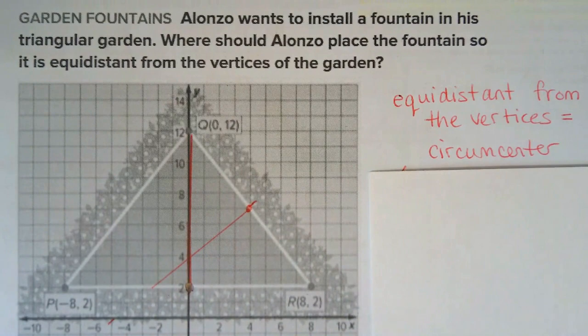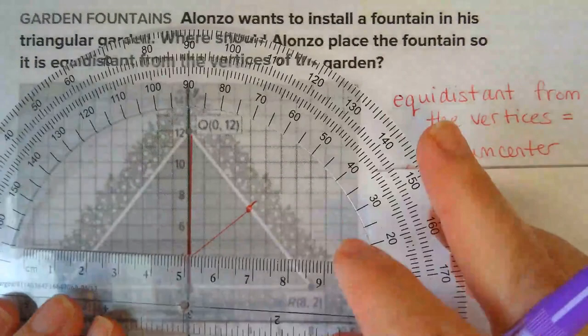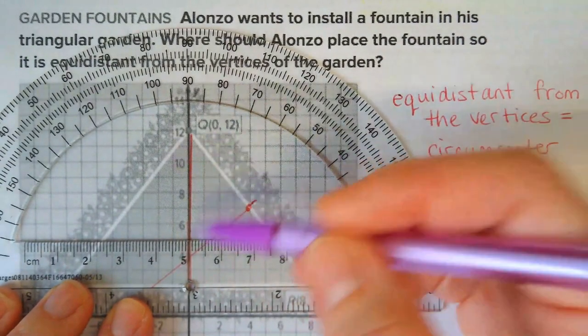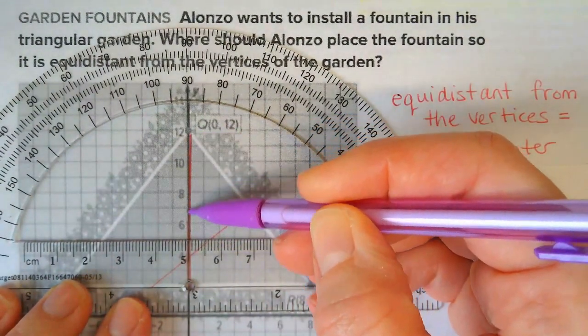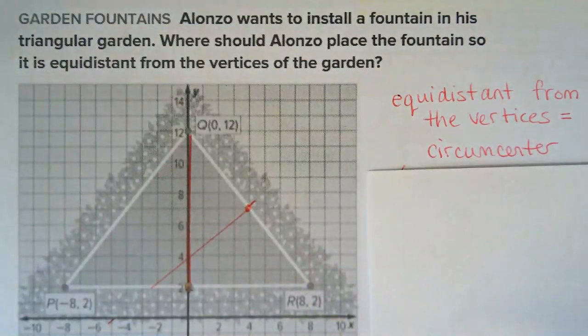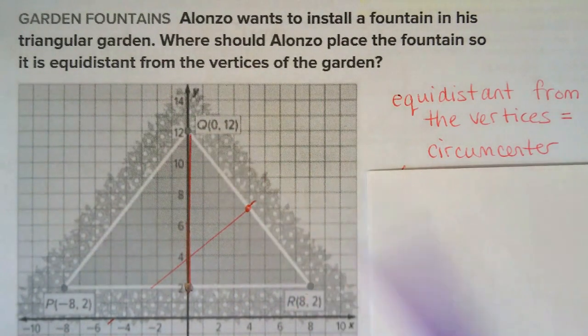Then I'm going to take my protractor and make sure that it is 90 degrees. Well, if it's a horizontal line, it's going to be 90 degrees if it's vertical. So that's why I drew my perpendicular bisector right here through that red line. Okay. Then I came over and I bisected this side.